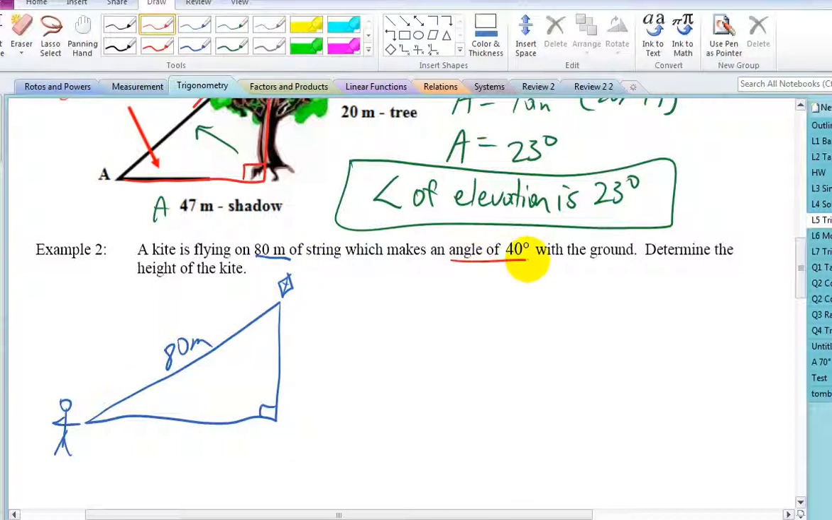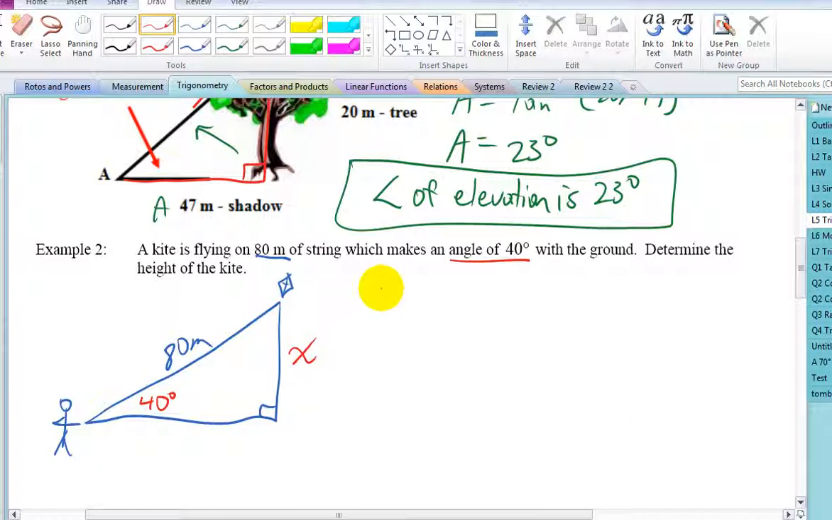Next, the angle's 40 degrees. We should write that in there. What's the height? So where should we put our unknown? Right here, between the kite and the ground. What should we call it? X, Y, anything you want. We'll call it X to keep it simple.